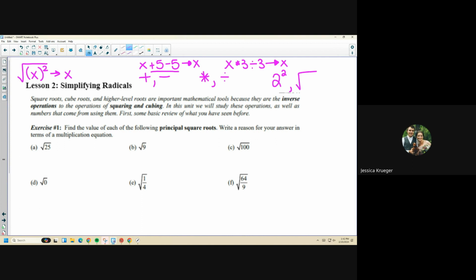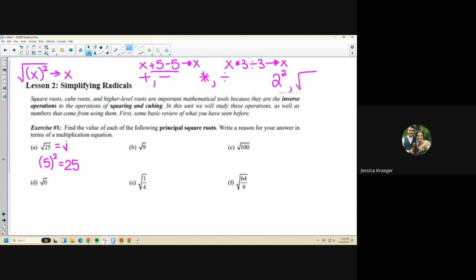Exercise 1 says find the value of each of the following principal square roots. Write a reason for your answer in terms of a multiplication equation. So square root of 25. What you want to ask yourself is what number squared would give you 25? And that's the number that we're looking for. So the number that we can square to get 25 is 5.